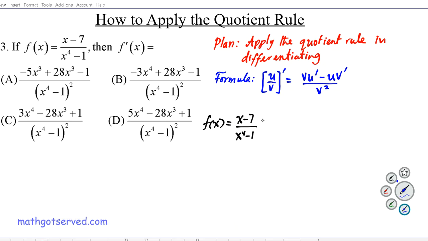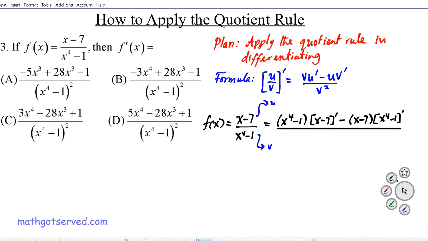So let's specify that. The numerator function is u, and the denominator function is v. If we apply the quotient rule formula, we're going to have v, the denominator, x to the fourth minus 1, times u prime, so we differentiate x minus 7, minus u, which is x minus 7, times v prime, the derivative of the denominator. That is divided by the denominator squared, the quantity x to the fourth minus 1 squared.